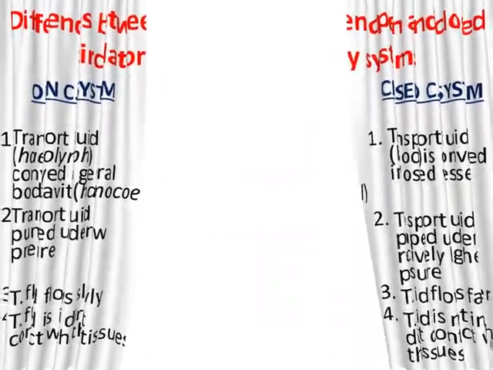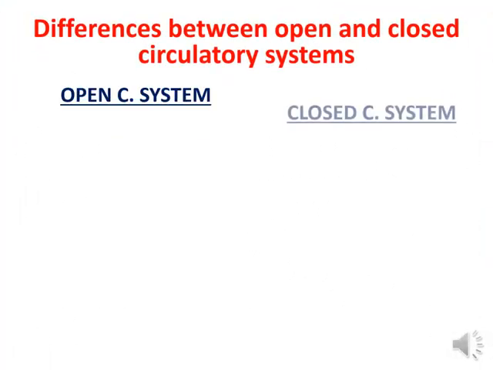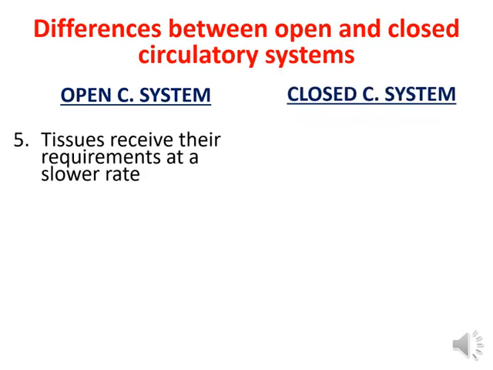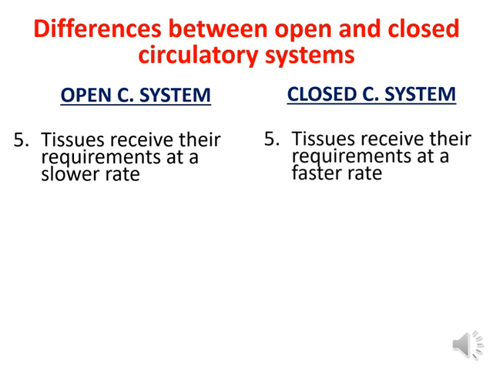Number five, tissues receive their requirements at a slower rate in open circulatory system, while in closed circulatory system, the tissues receive their requirements at a faster rate.